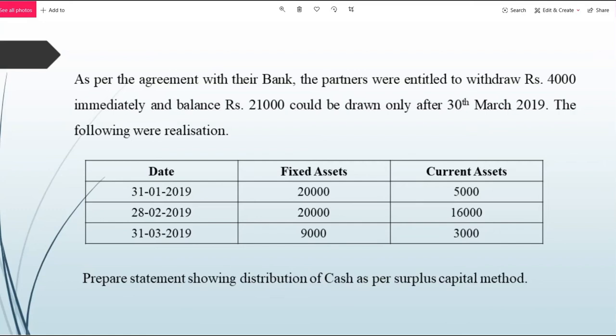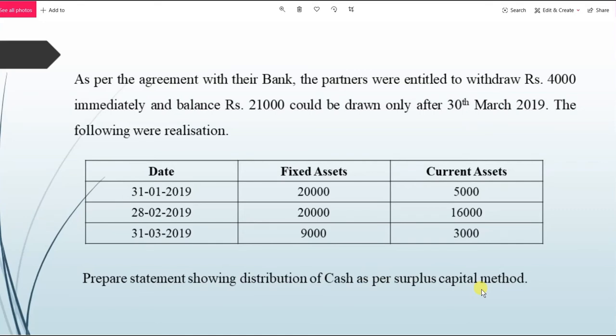The following were the realizations. On 31st January 2019, fixed assets 20,000 and current assets 5,000 were realized. On 20th February 2019, fixed assets were realized at 20,000 and current assets at 16,000. Then on 31st March 2019, fixed assets realized at 9,000 and current assets at 3,000. Prepare a statement showing distribution of cash as per the surplus capital method.